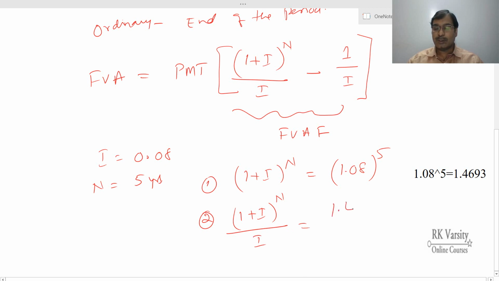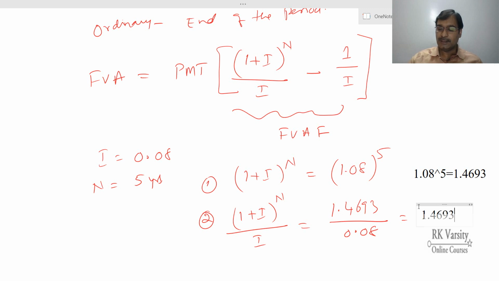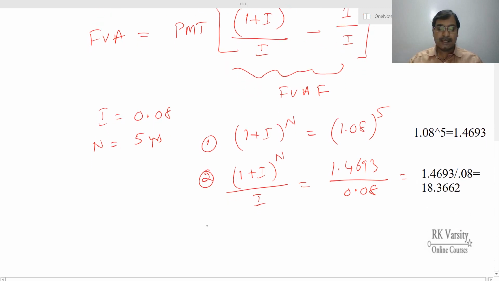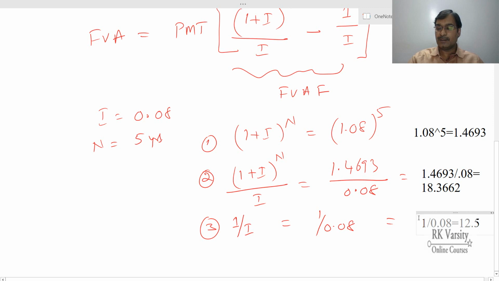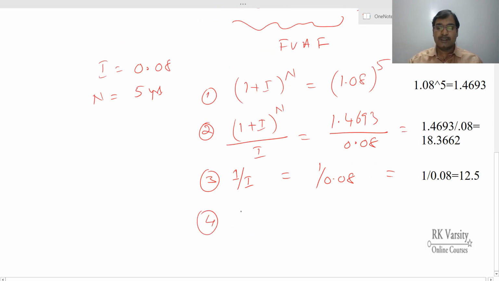Then in the second step, (1 plus I) to the power of n upon I. So this is 1.4693 upon 0.08. So this gives you 18.3662. Then in the third step, 1 by I. So this equals 1 by 0.08, which is 12.5. Then the fourth step, you calculate 18.3662 minus 12.5.